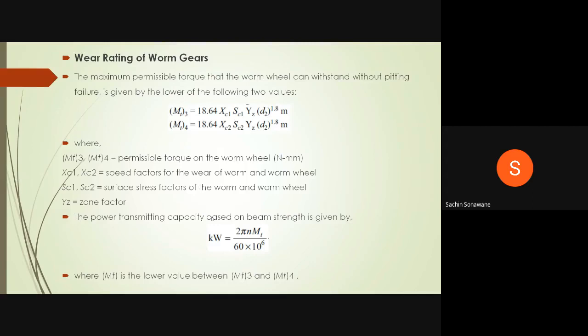Xc1, Xc2 are the speed factors for the wear of worm and worm wheel. Sc1, Sc2 are the surface stress factors of the worm and worm wheel. Yz is the zone factor. Now similarly we have to calculate Mt3 and Mt4, and whichever is minimum, that we have to take for calculation of kilowatt. Therefore the power transmitting capacity is given by kilowatt is equal to 2 pi N Mt divided by 60 into 10 raised to 6, where Mt is the lower value between Mt3 and Mt4.